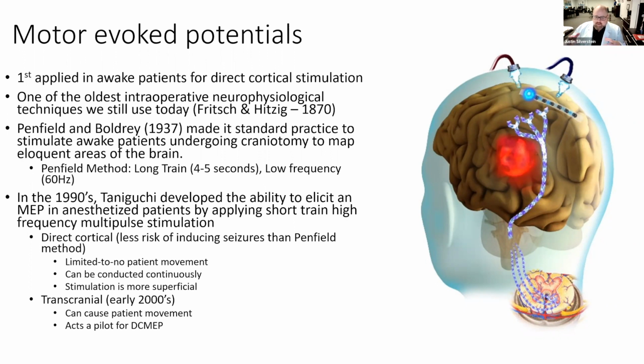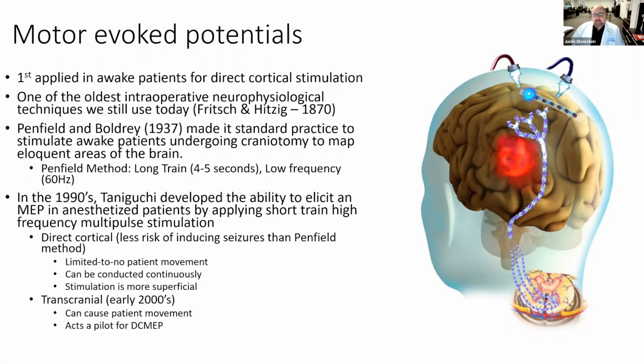So while the surgeon's doing the procedure, we can have real-time feedback on how that motor system's functioning. And should there be an adverse event to the motor system, we can intervene immediately as well. And the stimulation for direct cortical motors is very superficial. So we're able to target structures that are at risk and monitor structures that are at risk, whether it's the primary motor cortex or the corticospinal tract within the brain.